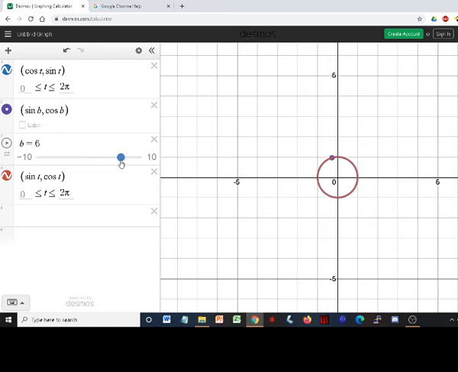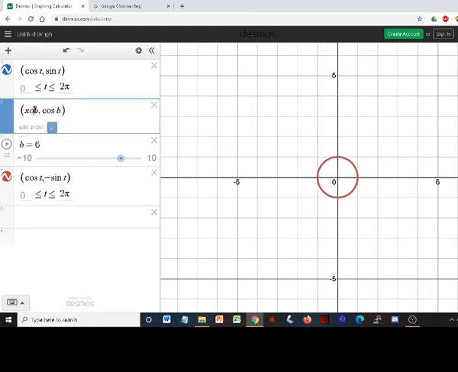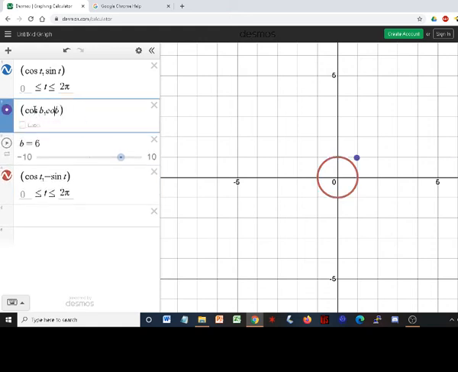You don't really need to memorize which way is which. You can use technology to help you out here. Another thing is if you made one of these negatives, maybe start with cosine t, but then you go negative sine t. That's a little crazy. What would happen here? So cosine B, it's still the same circle, negative sine B.